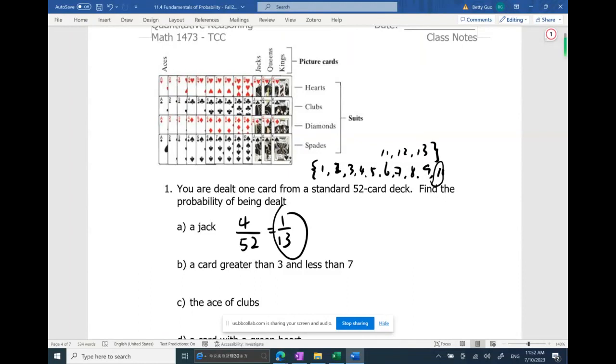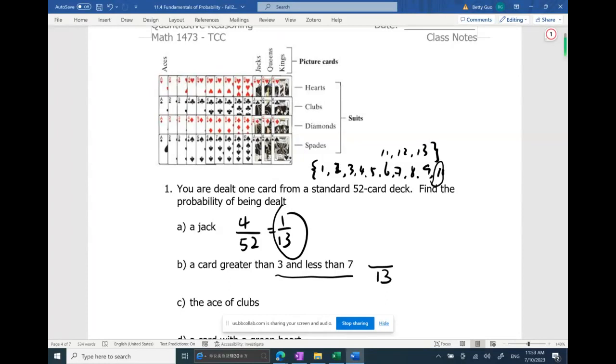Part B, a card greater than 3 and less than 7. So we consider the same sample space. The experiment would be pick a card and write down the number. Then for the event of getting a card that is bigger than 3 and less than 7, the probability would be, what is it? Denominator is 13 again, right? And numerator, how many of those 13 outcomes favor this event? Sorry, my bad. Bigger than 3 and less than 7.